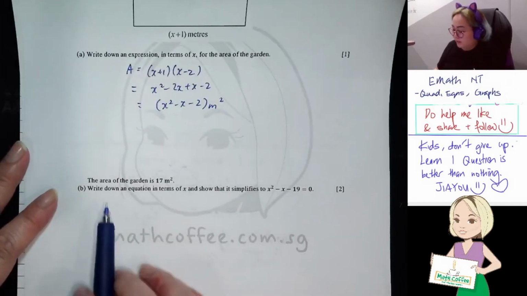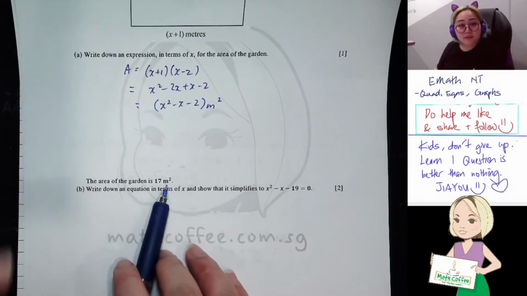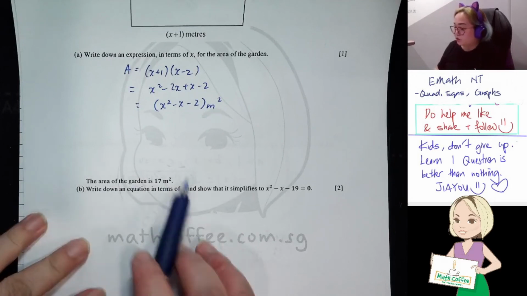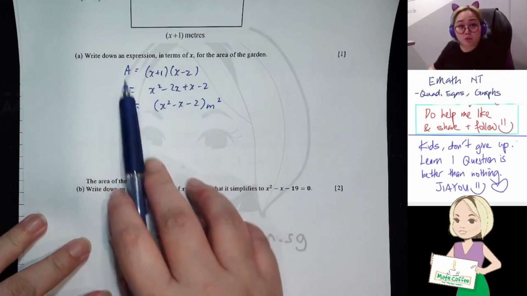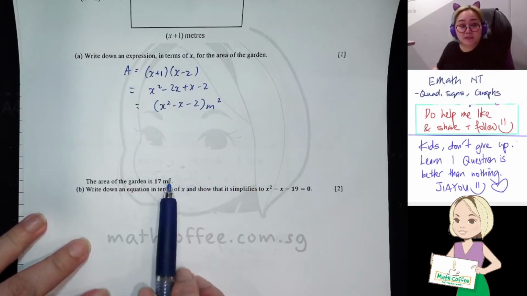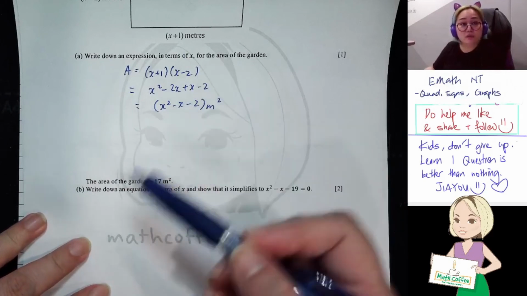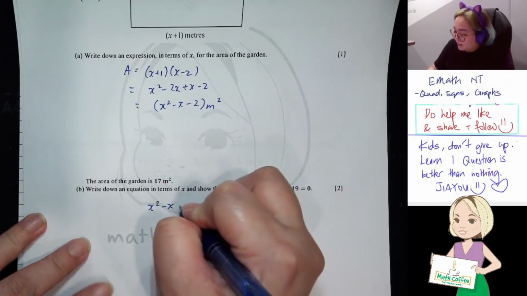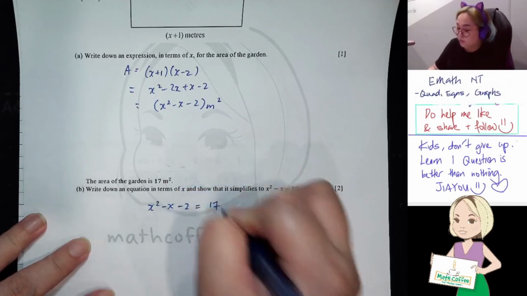Okay, over here, the area of the garden is 17 meters squared. So write down an equation in terms of x and show that the equation simplifies. The area of the garden in terms of algebra is this, and then they give you the area of the garden is 17. It means they are the same thing, right? So that's how you form the equation. So x squared minus x minus 2 is equals to 17.